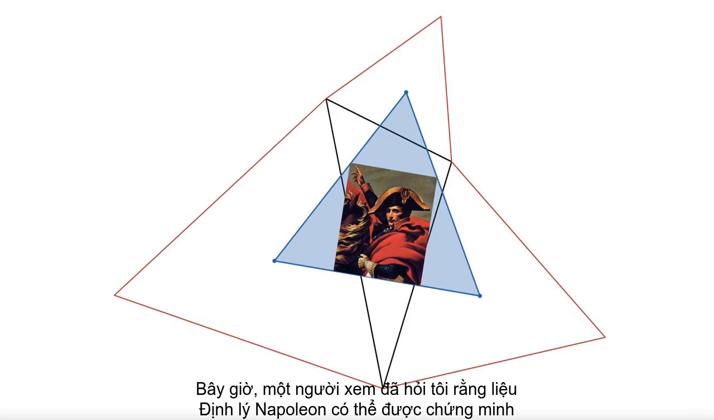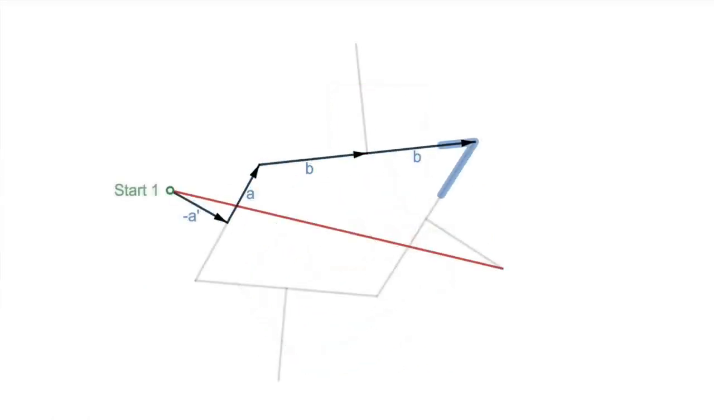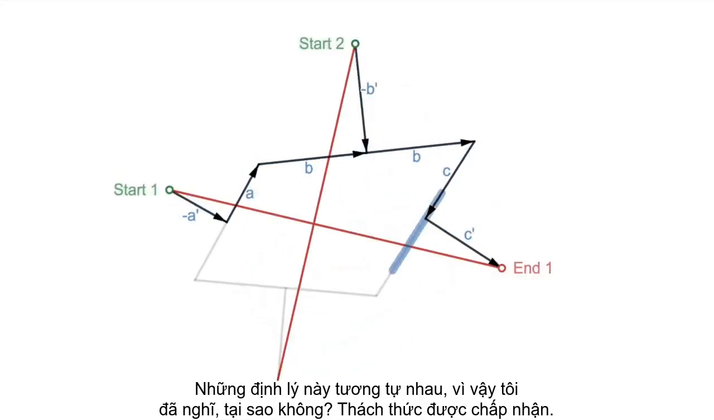Now, I was asked by a viewer whether Napoleon's theorem could be proved using vector sums, like the proof in my video on van Aubel's theorem. These theorems are similar, so I figured, why not? Challenge accepted.